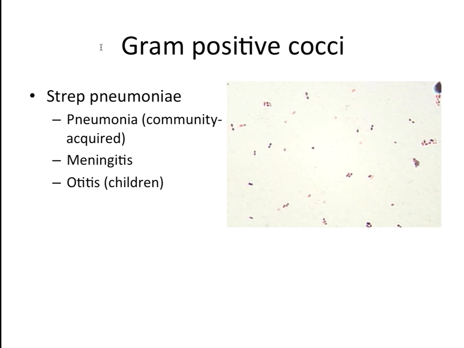Streptococcus pneumoniae, or pneumococcus. On Gram stain, this appears as a classic diplococci. It can usually be identified early when present. It's the most common cause of community-acquired pneumonia. It's also the most common cause of meningitis, more common than Neisseria meningitidis. Other things to know, it can also cause otitis in children.